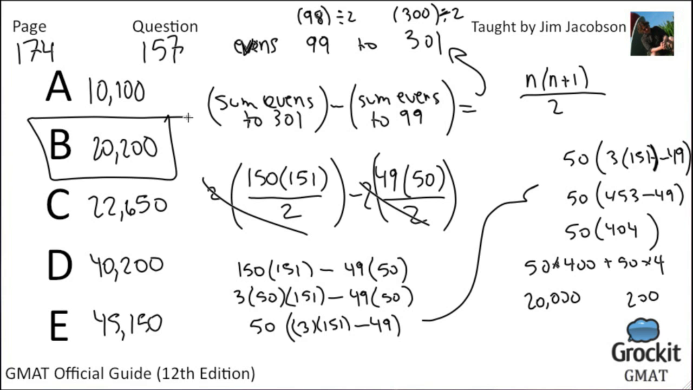The explanation in the OG gives symbols and formulas and stuff like that. I chose not to use that because not everybody is as familiar with those, and these Grockit explanations are meant for people who need explanations. If you were happy with the ones in the book, you can just go with that, if you want. Anyway, just know that there's an alternative in the official guide. It comes out to the same thing.